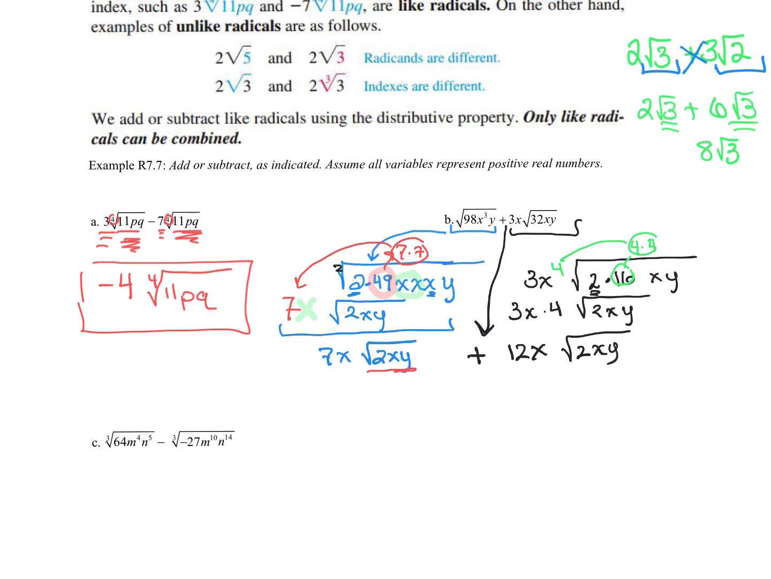So I have square root of 2xy, square root of 2xy, that matches. Here there's 7x of them. Here there's 12x of them. So 7x's plus 12x's makes 19x, and then that thing is square root of 2xy.